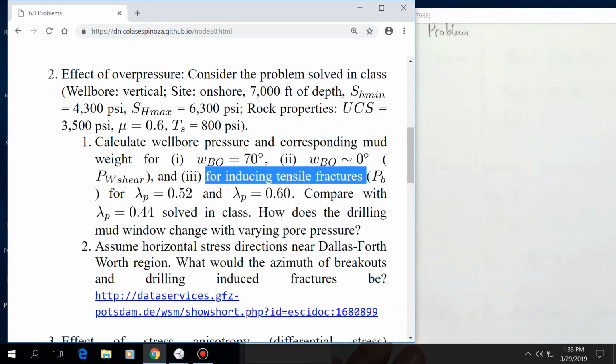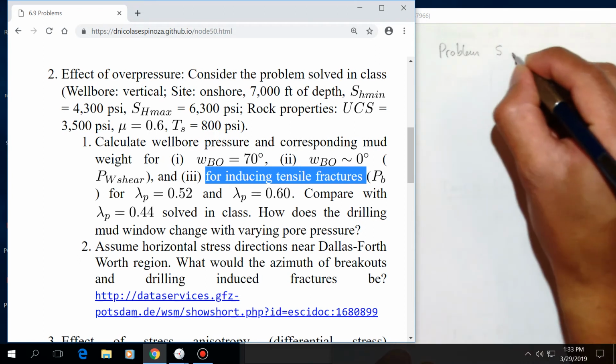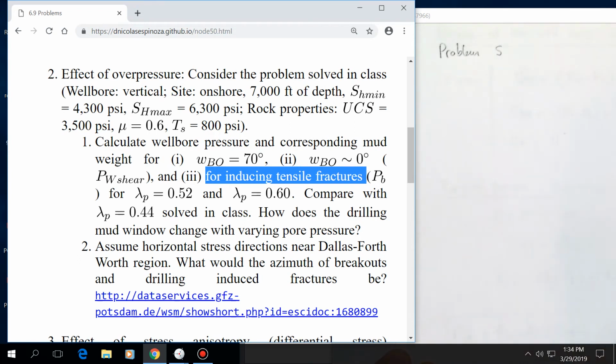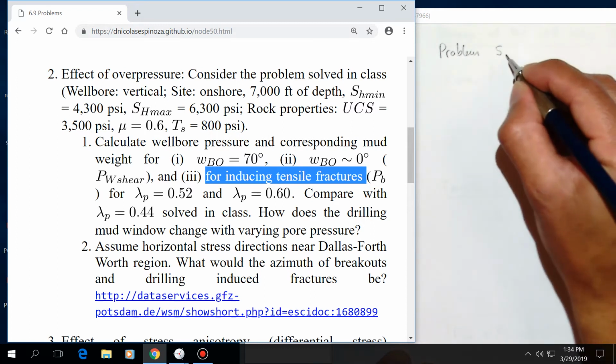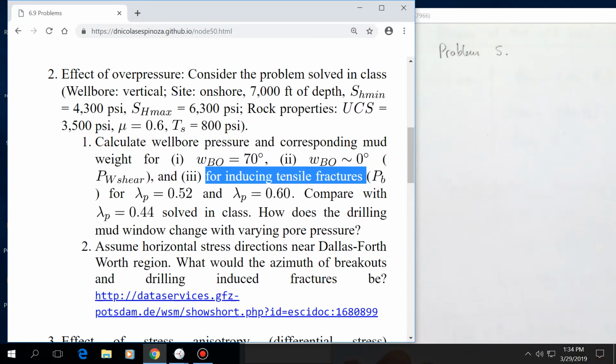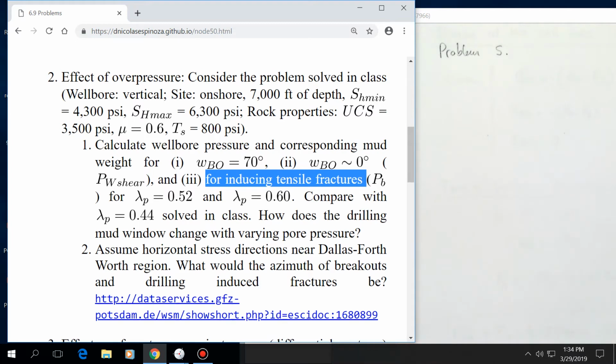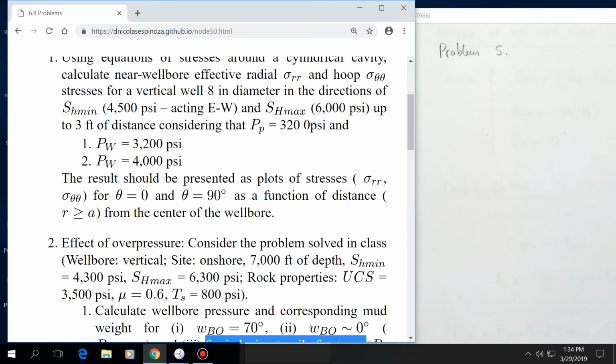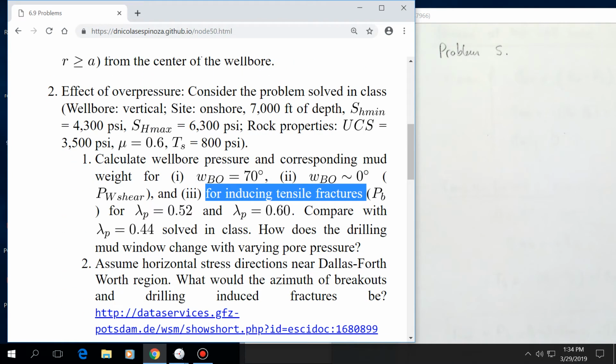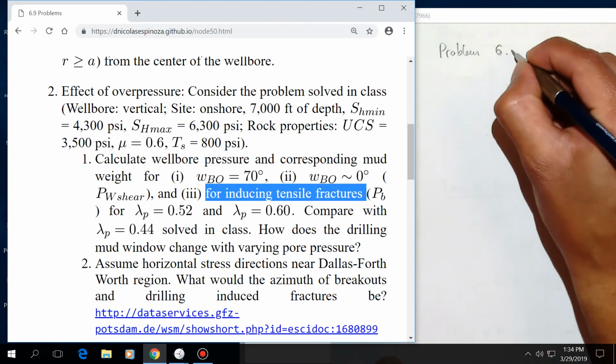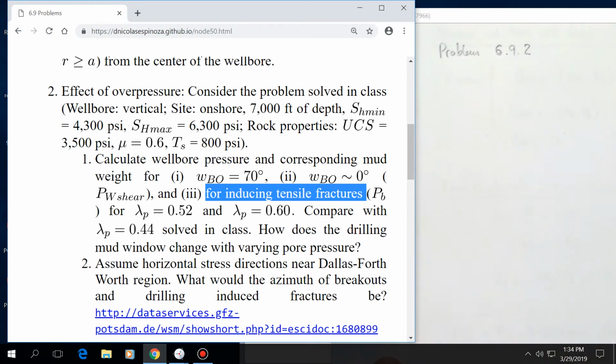Where did you get the tensile strength? Which section did you get the tensile strength equation? The tensile strength for pressure, sigma H max. So the tensile strength is the value that you measure in the laboratory. It's something that you measure. There is no equation for it. You just need to go to the laboratory and measure that, similar to what you did a couple of weeks ago.